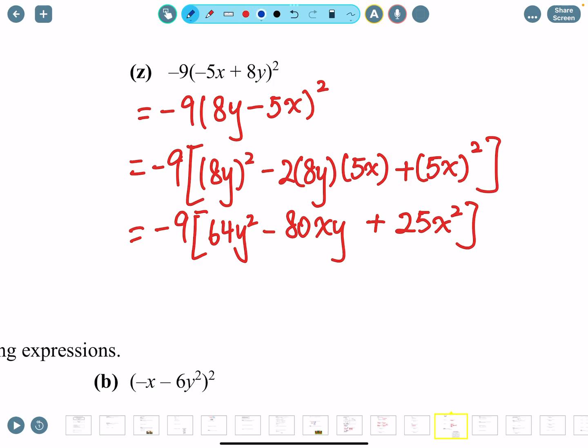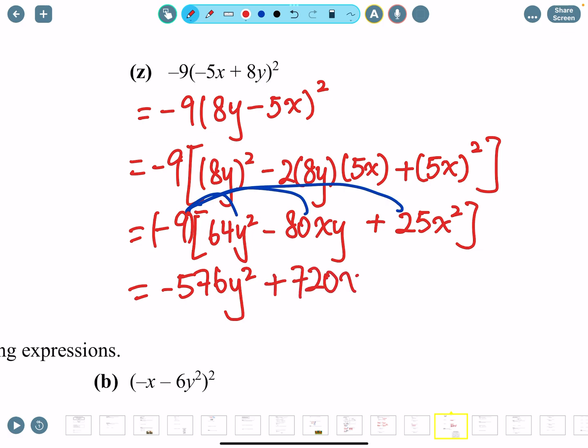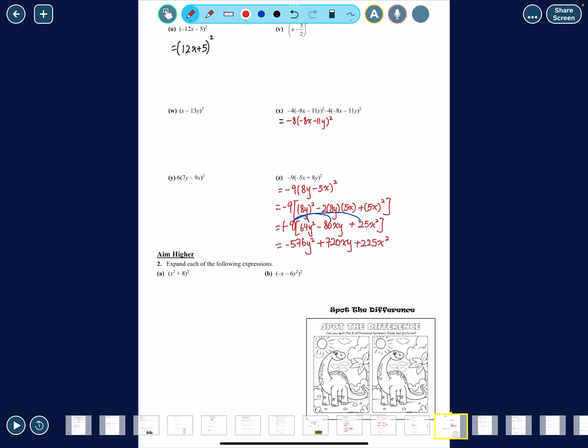Okay, now we're gonna do rainbow method. Oh, huge number. I think I would need my calculator right now. Just remember there's a -9 at the front, so don't forget about the negative. This is actually a bracket if you want to write it. 9 times 64 is -576 y squared. 9 times 80 is negative times negative is positive, so be careful with that. Positive 720 xy. 25 times 9 will be 225, so 225 x squared.